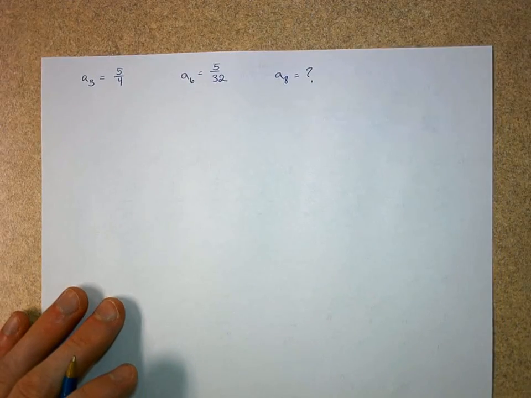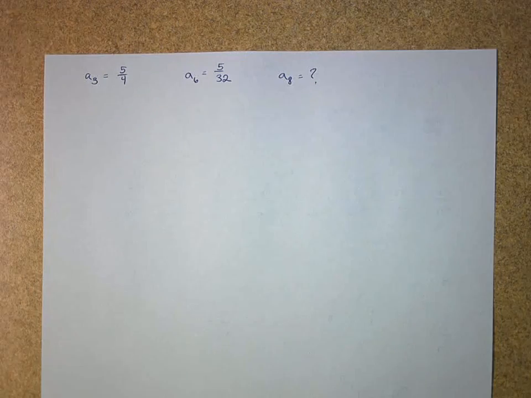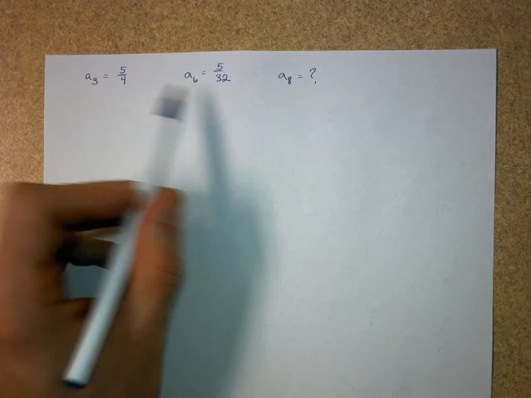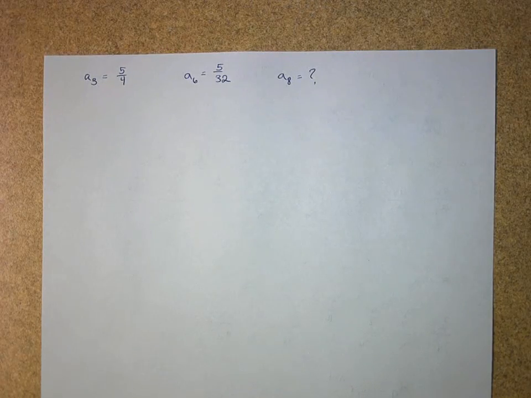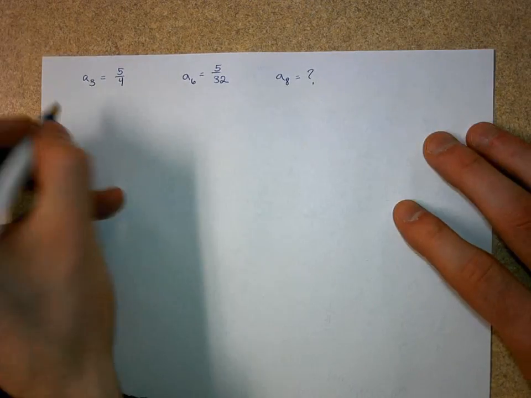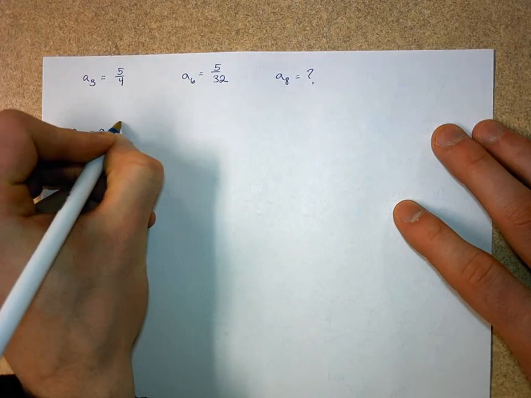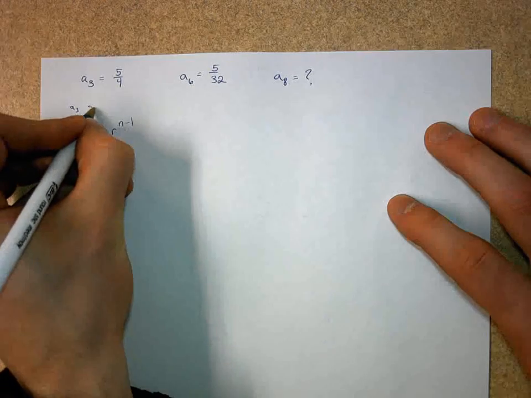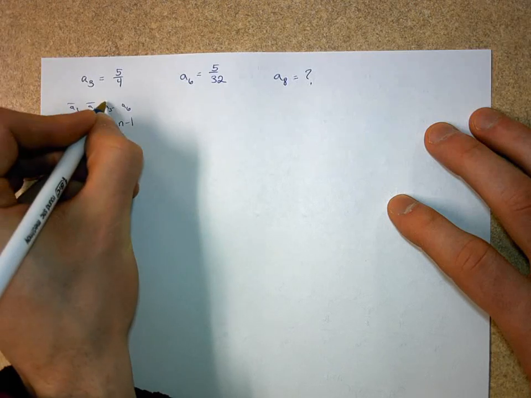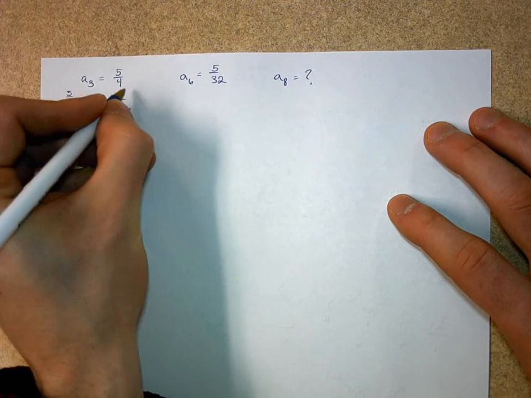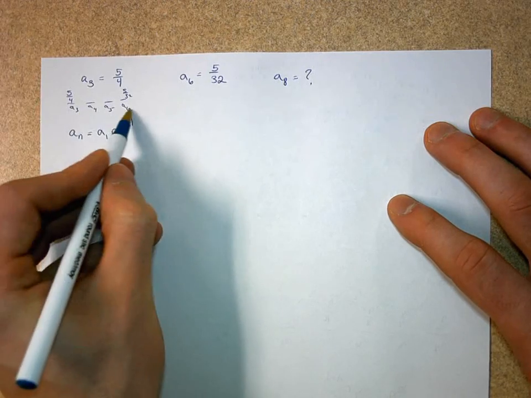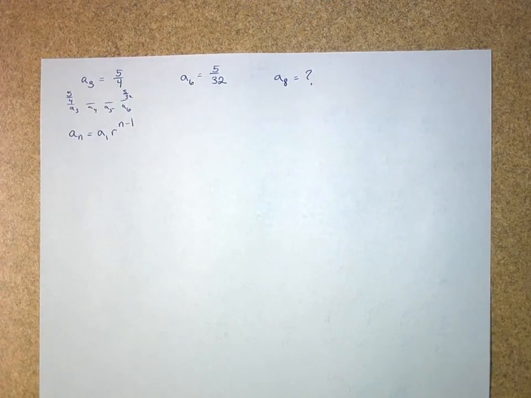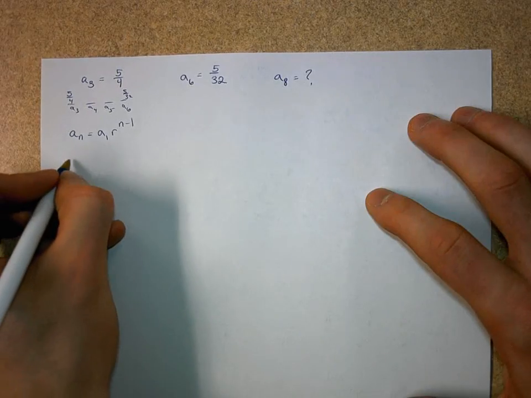So just as we did last time with our arithmetic sequence, we first want to figure out how does each term change. So for this one, we want to start by finding out the common ratio. And with this, we know A3 to A6 is going from 5/4 to 5/32. So I know A sub n is A sub 1 r to the n minus 1. And if I were to look at A3, A4, A5, A6 as the blanks in my series, going from 5/4 to 5/32, there's 4 terms there that I'm dealing with.